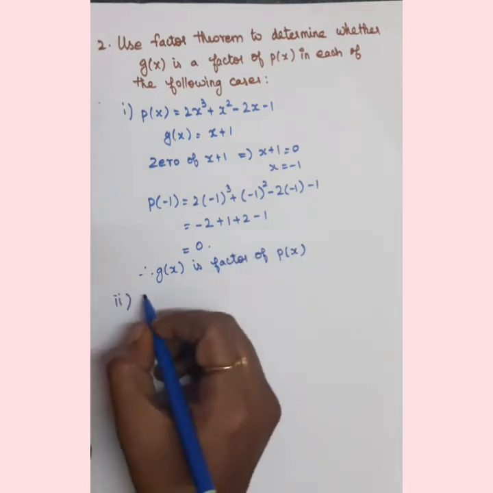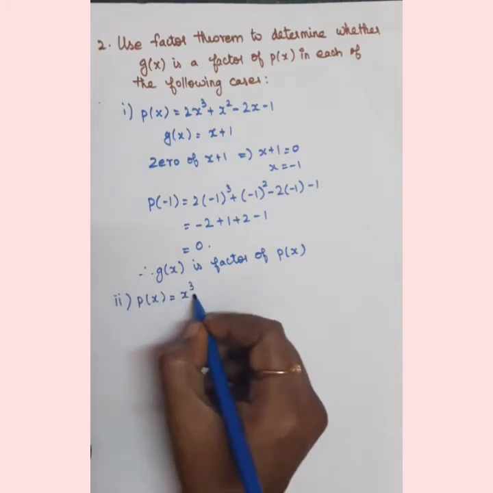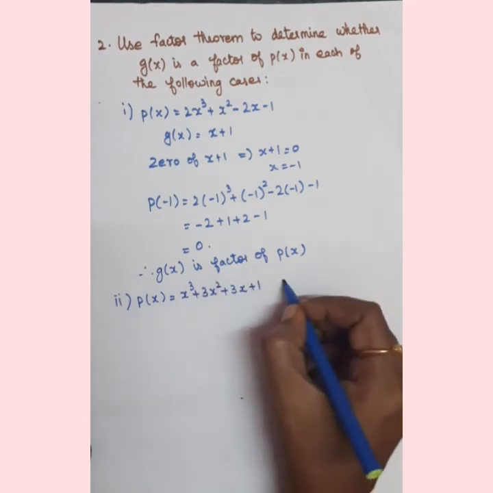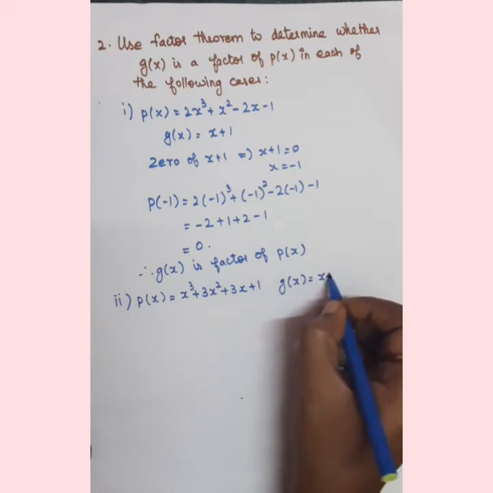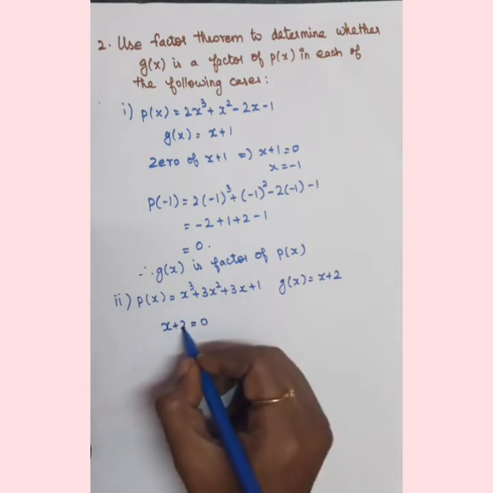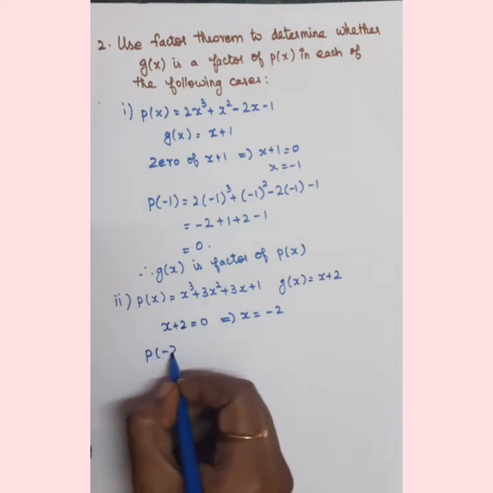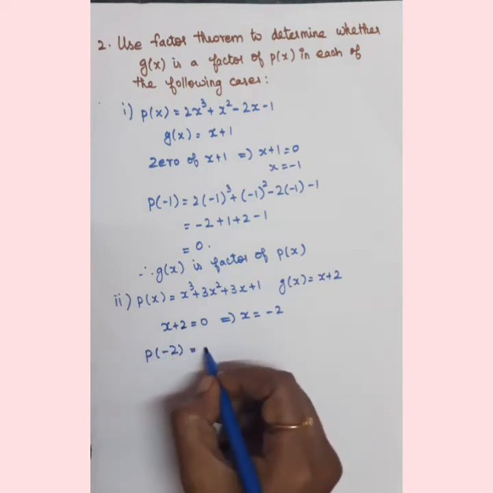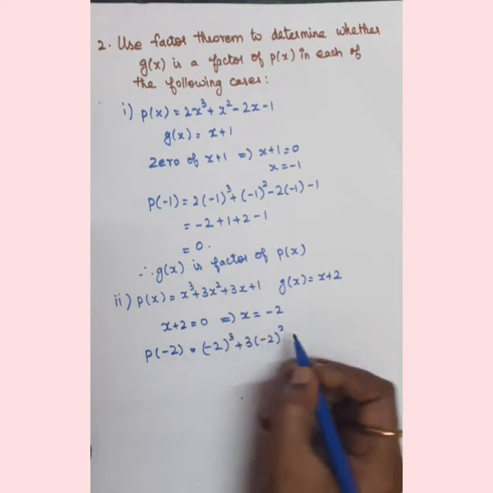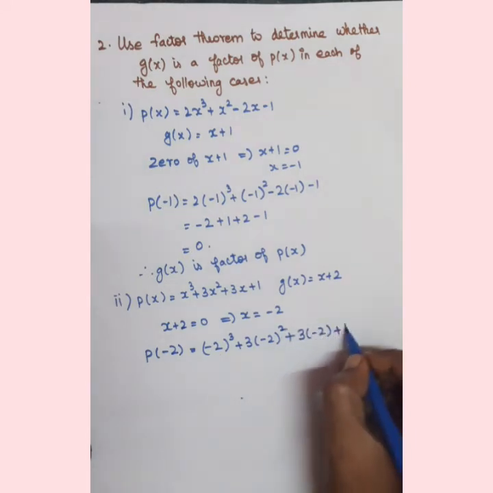Second problem is p of x equals x cube plus 3x squared plus 3x plus 1, and g of x equals x plus 2. So x plus 2 equals 0, x is equal to minus 2. Now substitute p of minus 2 in p of x, that is (minus 2) the whole cube plus 3 into (minus 2) the whole squared plus 3 into minus 2 plus 1.